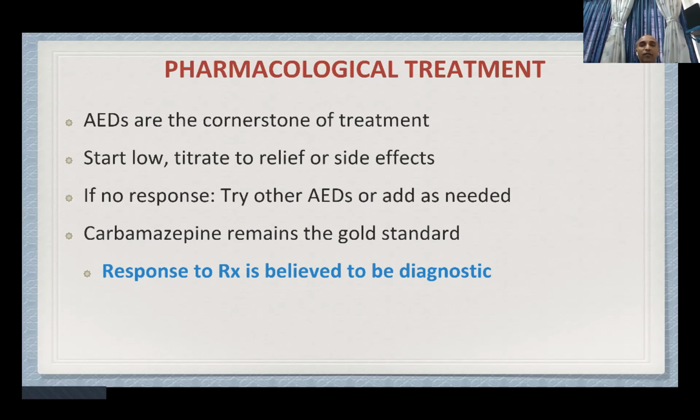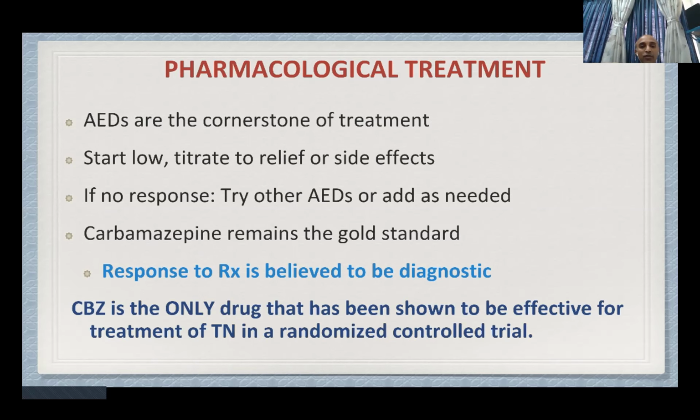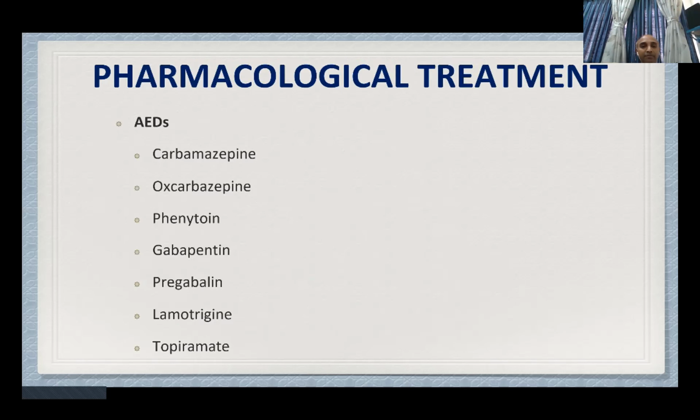So the main crux of treatment in more than 90% of patients is pharmacological, and the anti-epileptic drugs are the cornerstone. There are multiple drugs which have been used, but the best response is to carbamazepine, so much so that response to treatment is believed to be diagnostic. And it is the only drug which has been shown to be effective for trigeminal neuralgia in an RCT.